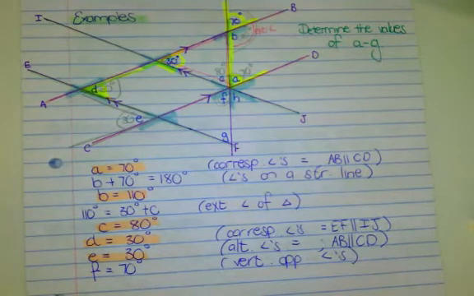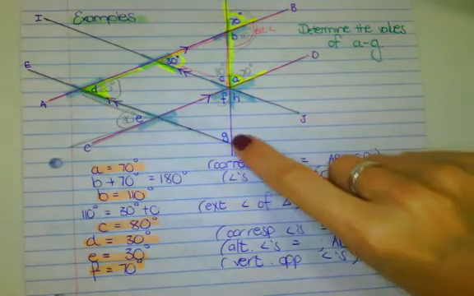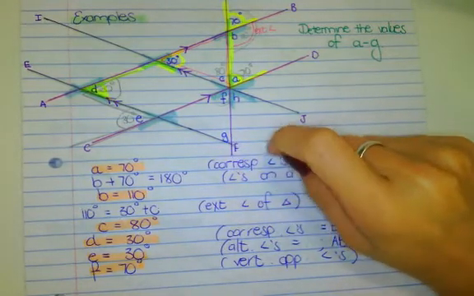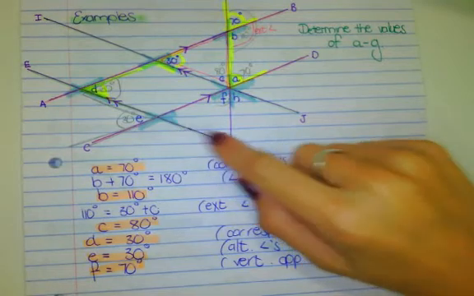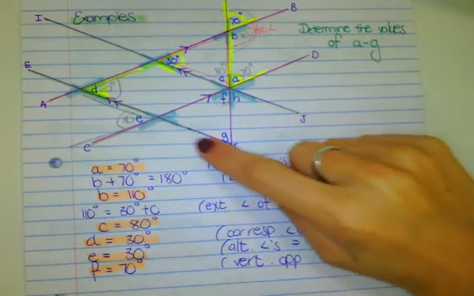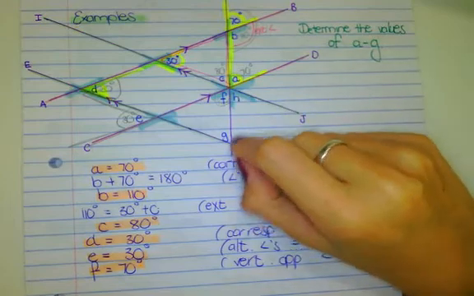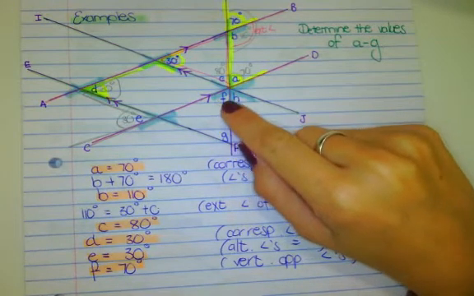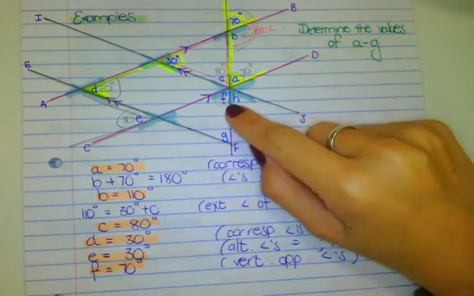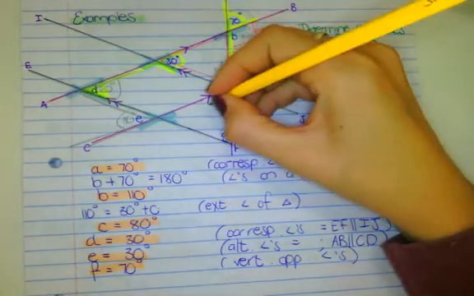And G, which is down here. Oh, F first, sorry. Oh, we've just found F. Oh, I didn't fill it in. Okay, F is 70.